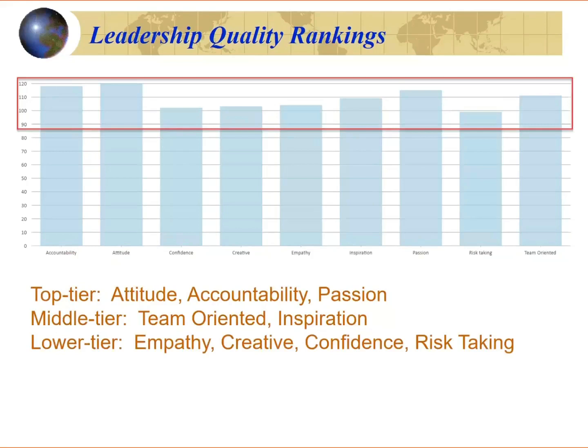So looking at the rankings of these qualities, just focus on the upper portion that I've got boxed in because the absolute scores don't mean a whole lot in this case. It's really the relative scores between them that jumped out at me as I was evaluating this. Among the top tier qualities, we see attitude, accountability, and passion. In the middle tier, there's team-oriented and inspiration. In the lower tier, there's empathy, creative, being confident, and risk-taking.